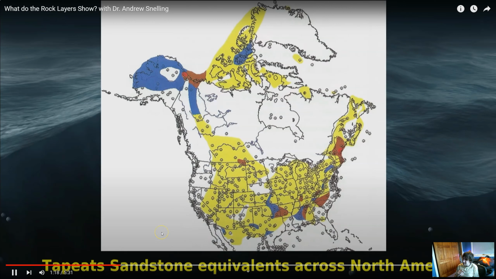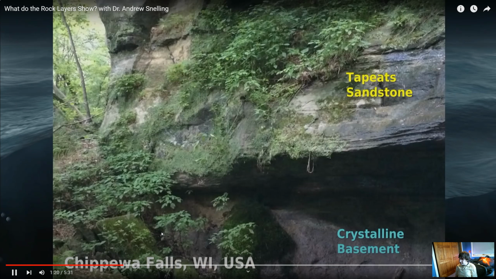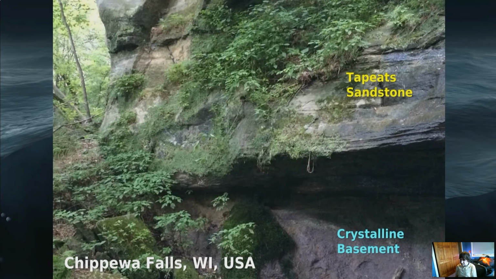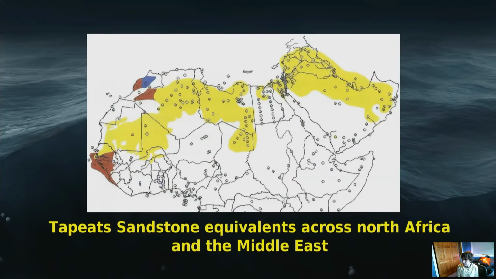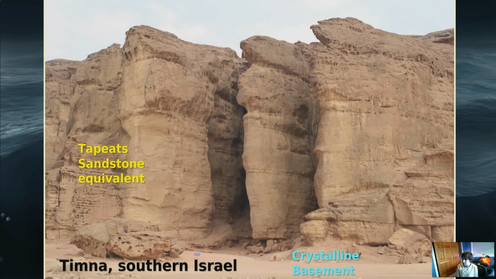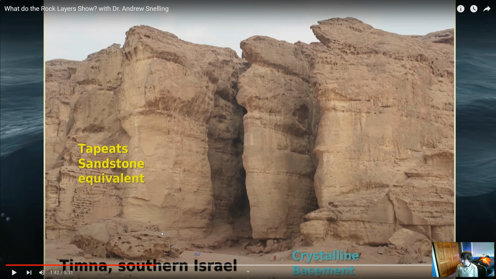You can go to Chippewa Falls in Wisconsin, and you can see exactly the same sandstone with exactly the same features, sitting on exactly the same erosion surface, sitting on the same crystalline basement. You can see it on a road cut in Missouri as well, in between. The same sandstone can be traced right across North Africa, right over to southern Israel, at Timnah. You've got the same sandstone with the same fossils. Once again, I don't see any flood deposits.